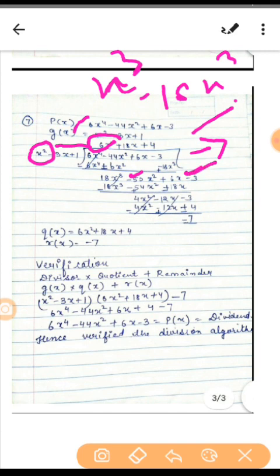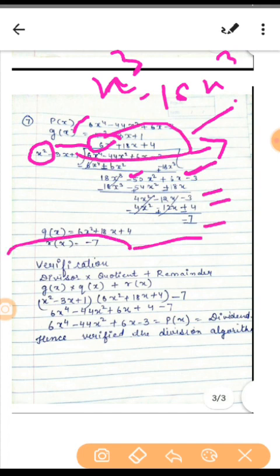Then we'll change the sign of the equation, and then we can see 6x to the power 4 subtracted by 6x to the power 4 is cancelled. Then we will write the term which has more degree, so it is 18x cube. So we will write first 18x cube, then minus 44x square and minus 6x square, that is minus 50x square, and plus 6x minus 3. Then again we will divide with the same process. So we have got our quotient and we got our remainder.